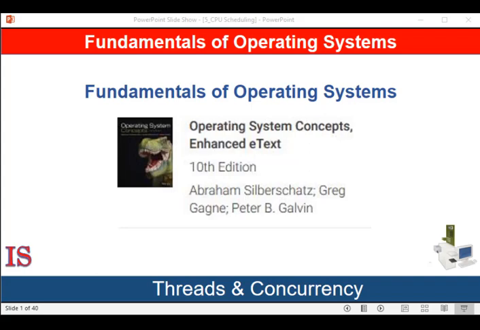In the last lesson, we had begun investigating multiprocessor or multi-core scheduling. We will continue on with part 2 of that discussion.